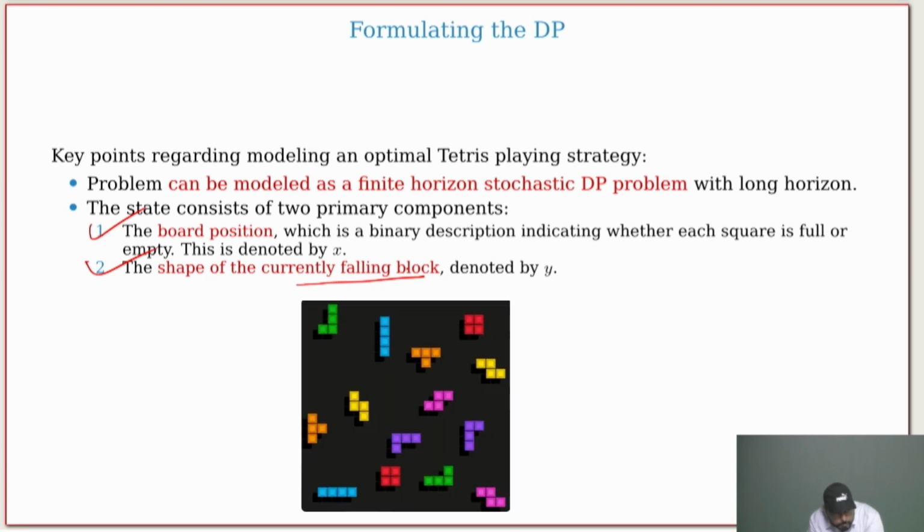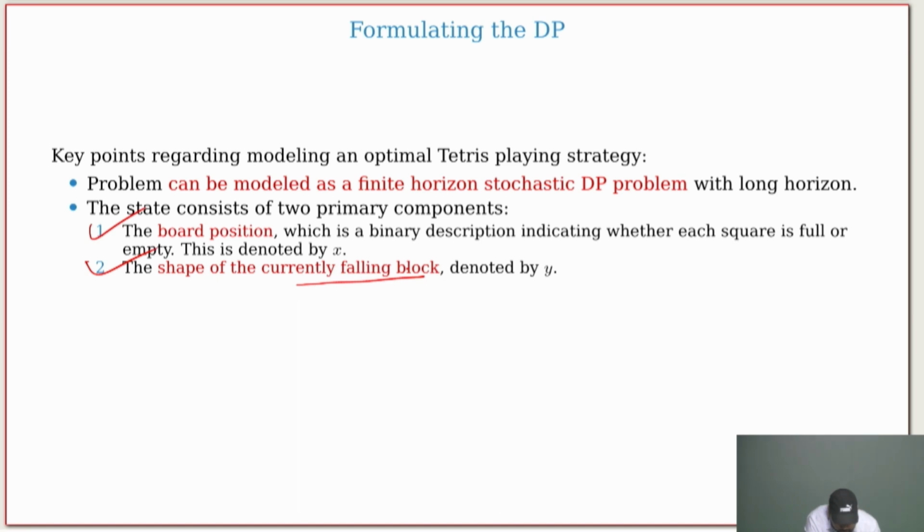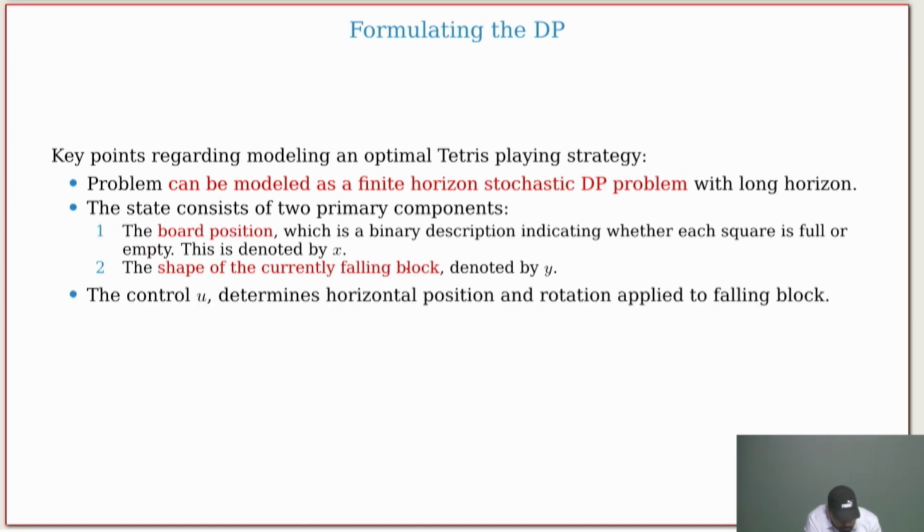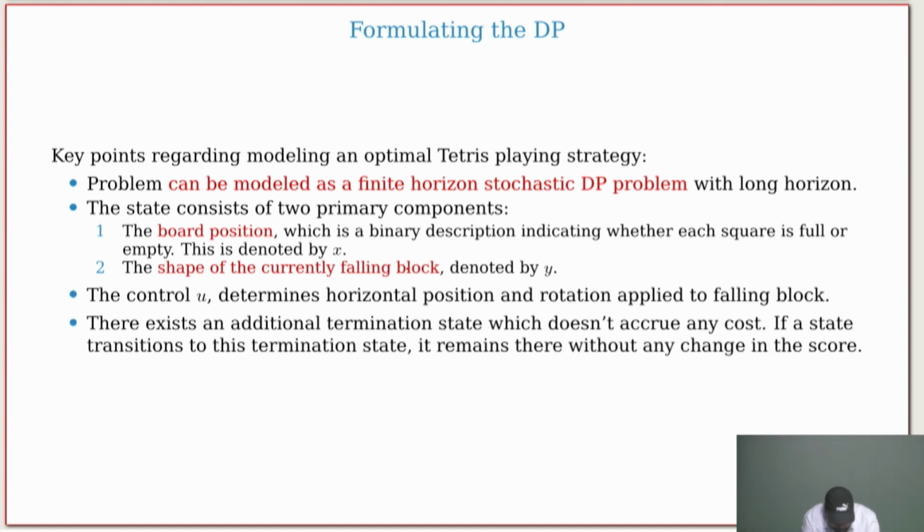Okay, so this will be the shape. So what are the shapes we have? Like we have T block, we have S block, and O block and so on, right, in Tetris. So there are like 7 possibilities. The control U in Tetris will determine the horizontal position, so basically where you will put, and the rotations applied to the falling block. So there exists an additional termination state which does not accrue any cost. If a state transitions to this terminal state, it will remain there without any change in the score.